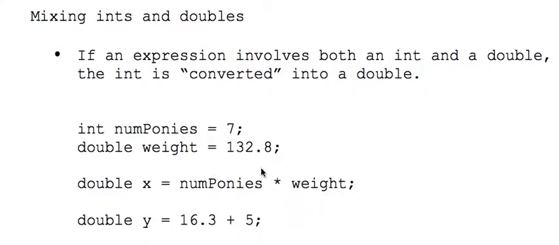And what happens is this rule: the 7 that is numPonies, just consider that to be a double, like 7.0. And then it does the math, double times double, or 7.0 times 132.8, and that's the value x gets. So it's a pretty simple rule. If you have an expression involving an int and a double, just temporarily the int is considered to be a double, and you're all good. I did that again here. Double y equals 16.3, that's a double. 5 is an int. Oh no, I'm mixing a double with an int, but not a problem. This 5 just gets considered to be 5.0, and we're all good.